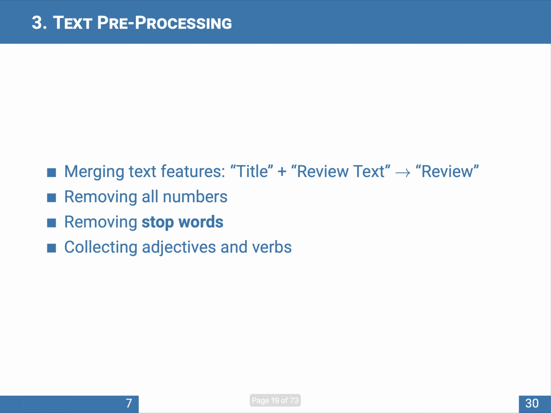And then, we need to collect all the adjectives and verbs. In English, adjectives and verbs can reflect the sentiments of a sentence mostly. We use an NLP library, NLTK, to identify the parts of speech of the words in a sentence, and only keep the adjectives and verbs. And then we need to do stemming. Stemming is a process of removing the prefix and suffix from a word and only keeping its root. We use a stem algorithm, Porter-Stemmer, to do this.